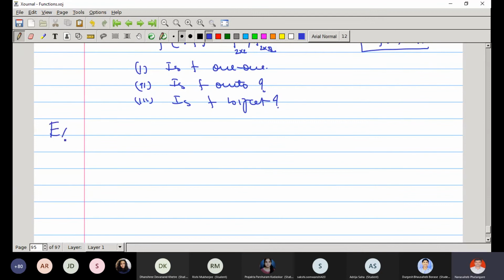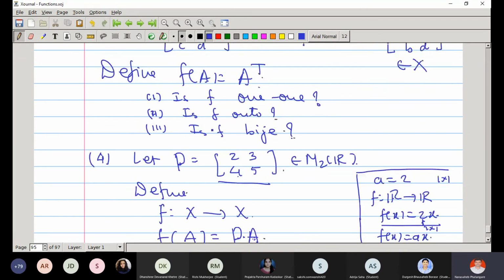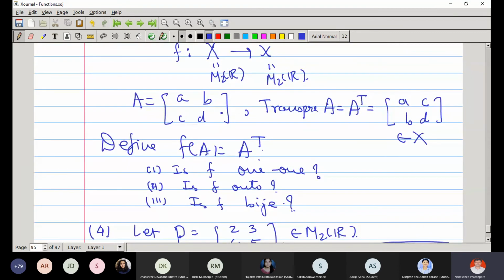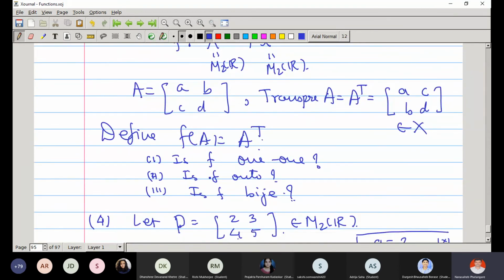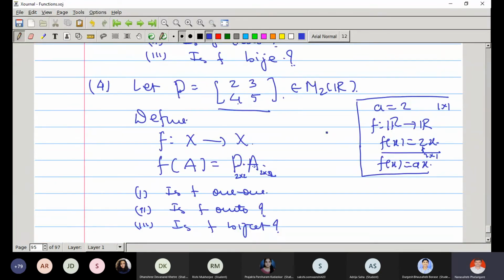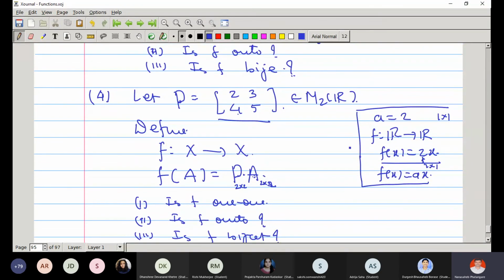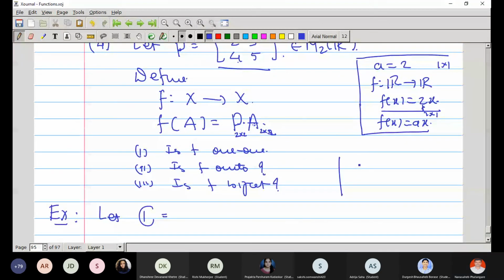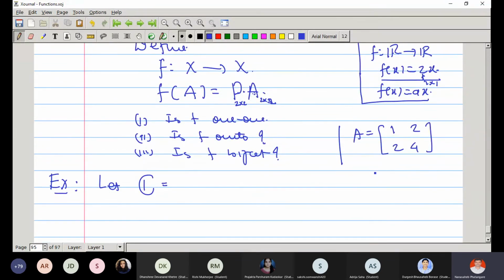Okay, now let us go to the next situation. Let C is equal to... There are many functions you can define. The way is, just think about what process you can do on matrices and what is the result. In that way you can define many functions, right? You can take inverse, but inverse is not defined on the set of matrices, because what happens if I take matrix A is equal to 1 2 2 4, then A inverse does not exist, right?